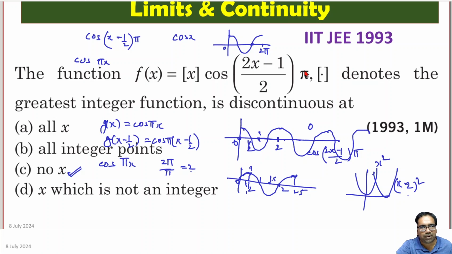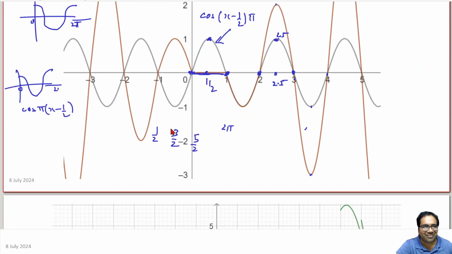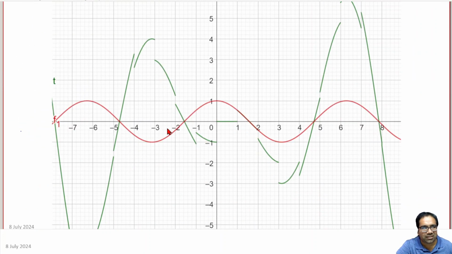Let's say this pi was not there. Let's say we are trying to understand a graph like greatest integer function of x into cos x. Let us try to understand that also for our better understanding. This is our regular cos graph, the red one.